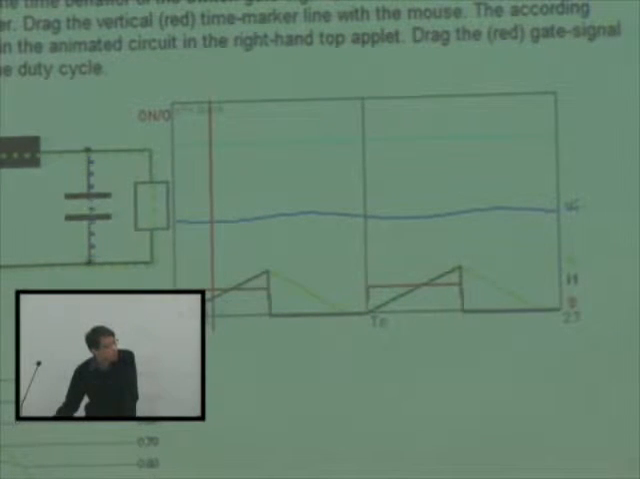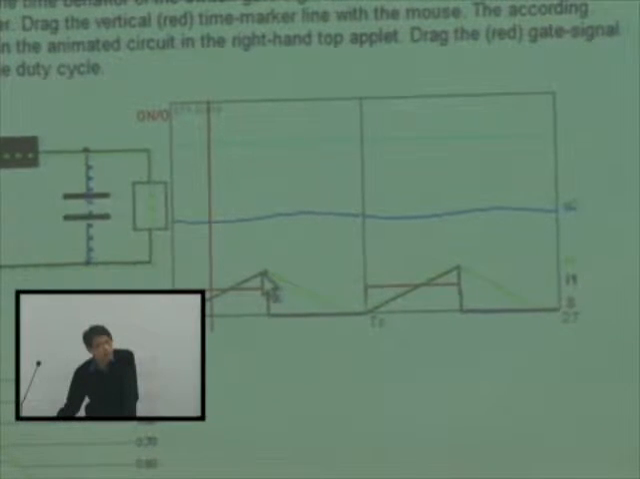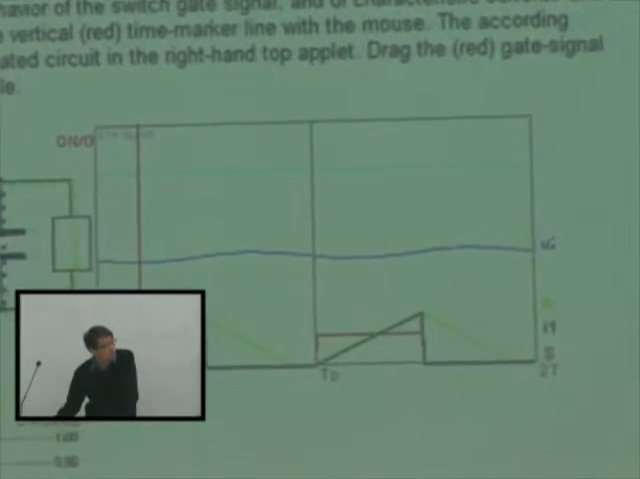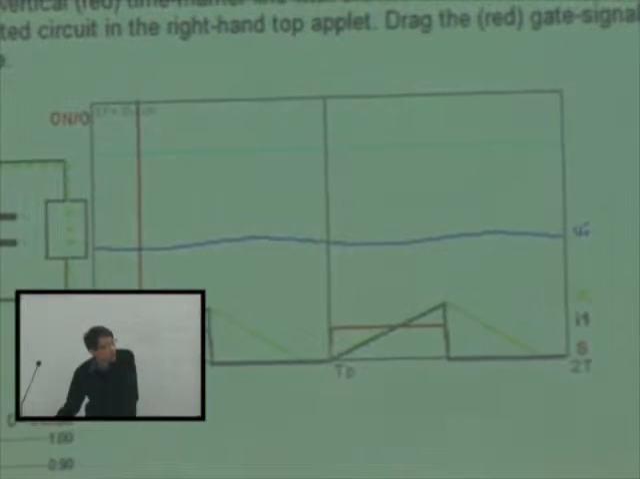So when the switch turns on during this interval, the inductor current as well as the switch current is rising with a slope of, how much is the slope? V input minus V output divided by L, right? And then here, this mode.